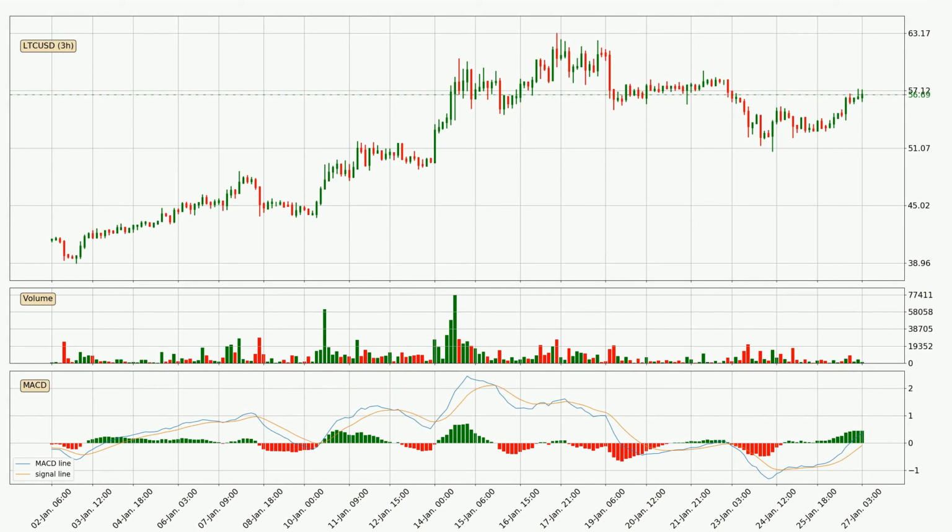Moving to the 3-hourly MACD, seeing as the MACD line is above the signal line, the trend is currently on the up. The MACD histogram shows that the momentum is currently indecisive, so consolidation for some time or shifting the momentum could be expected, and you should wait to see if the MACD line will cross the signal line, which will be bearish.